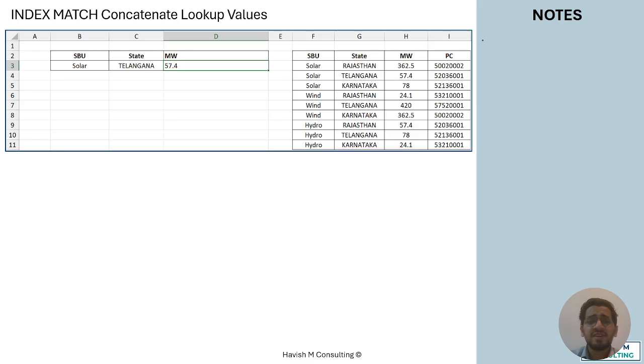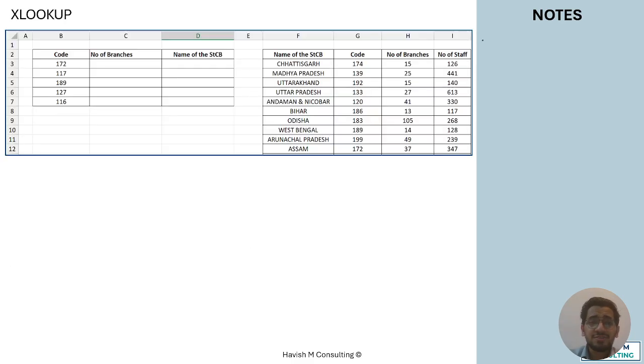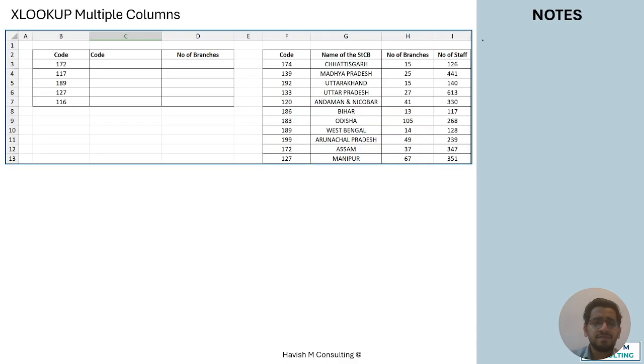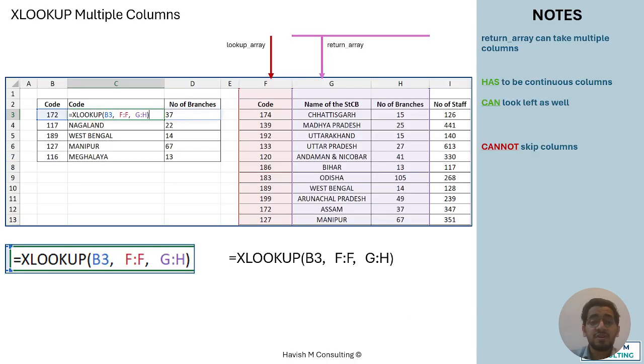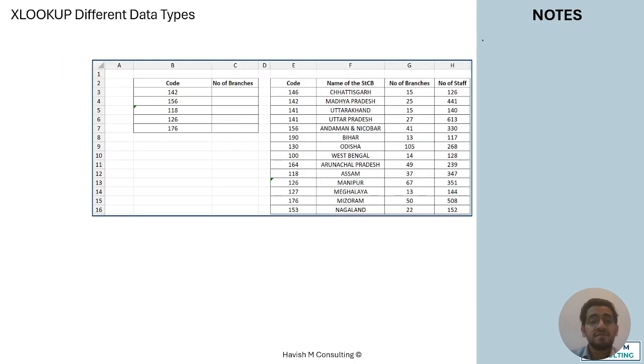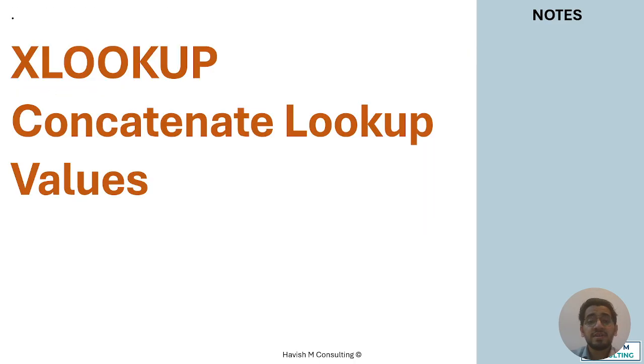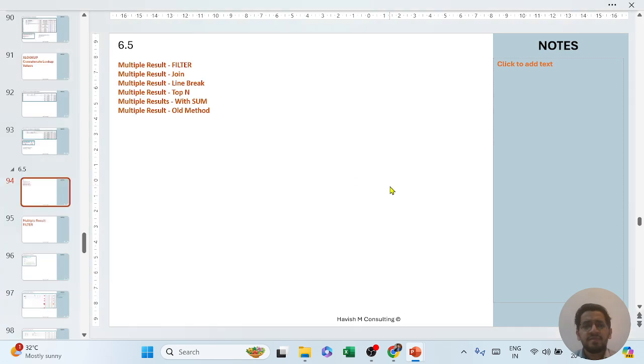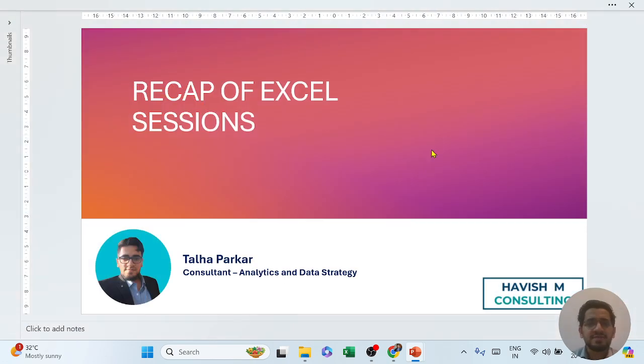Then after this, we looked at XLOOKUP as well. We did a bunch of examples in XLOOKUP. XLOOKUP is much more powerful than VLOOKUP and index plus match. Not all of you might have it in your versions, but if you have VLOOKUP and index plus match, those are good alternatives, right? How can you get results from XLOOKUP using multiple columns? When the data types are different, how do you do it? So we covered a bunch of examples in XLOOKUP as well.